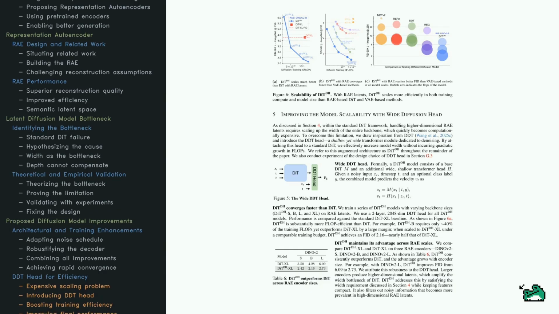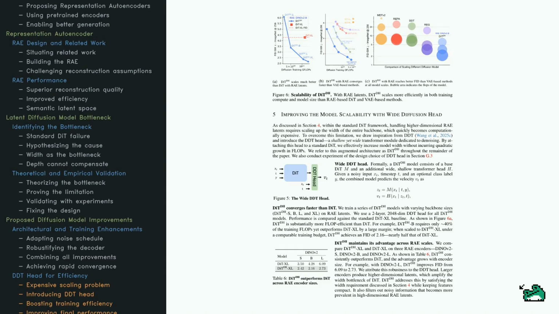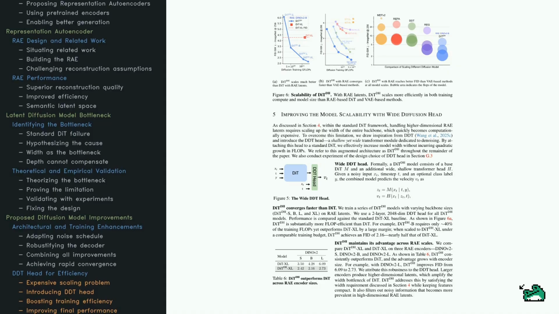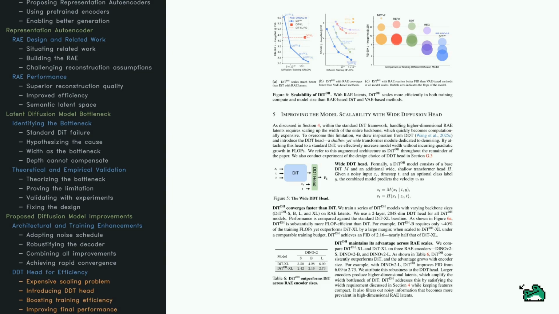Finally, Table 6 drives the point home. The DiT-DH head doesn't just make the model more efficient, it actually makes it better. Across RAEs of different sizes, the DiT-DH consistently outperforms the standard DiT, and the performance gap gets even bigger as the latent space gets more complex.